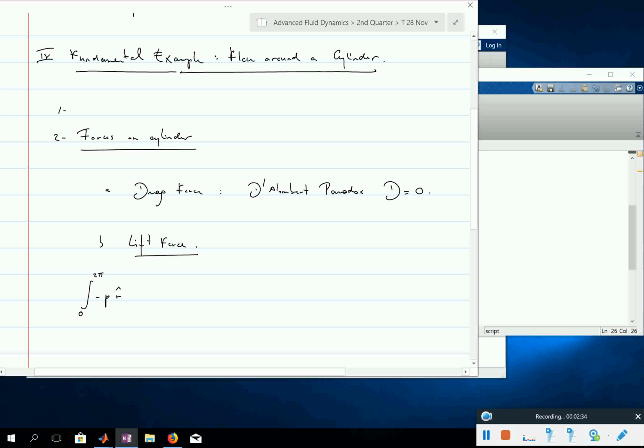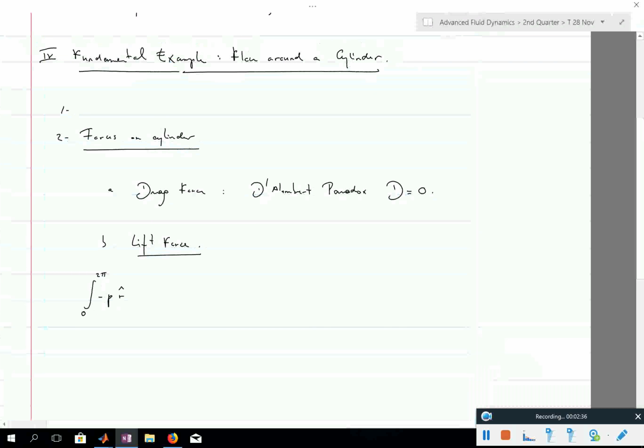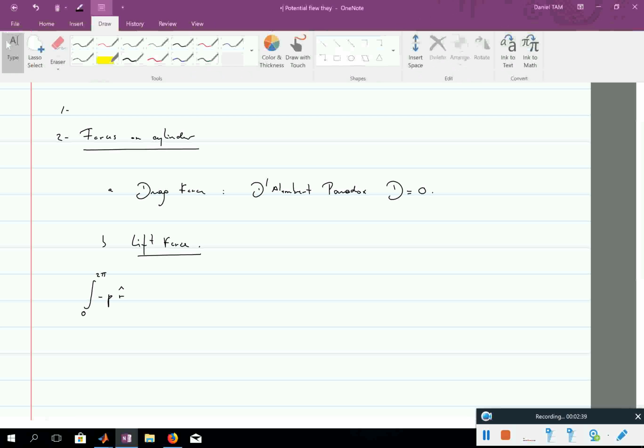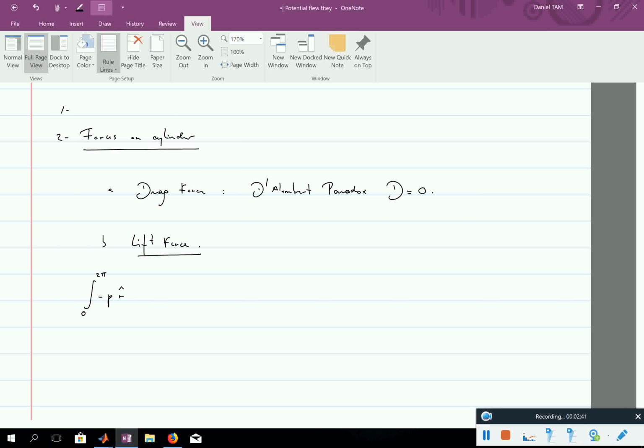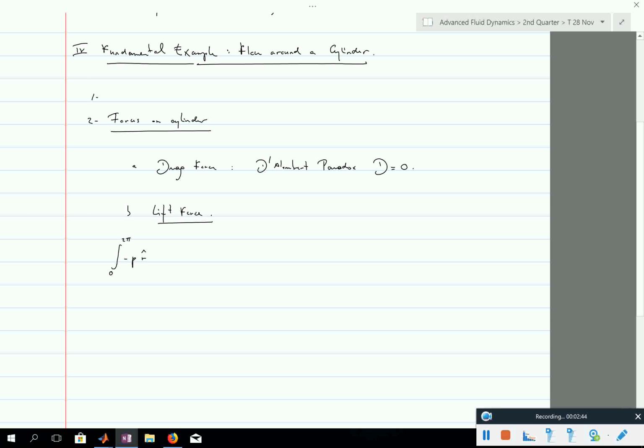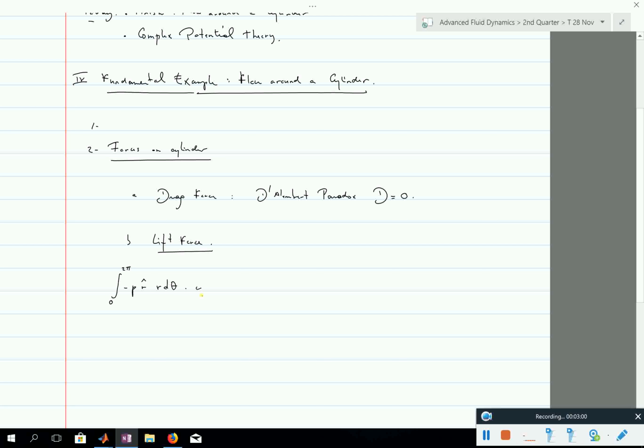Times the normal vector, ds, which in that case is just r d theta. And now we are dotting, so we're projecting on the direction perpendicular to the flow at infinity, and we took the flow at infinity in the x direction, so we're projecting onto the unit vector in the y direction. That's what we're doing now. And so when we integrate this, then we'll get our lift force.